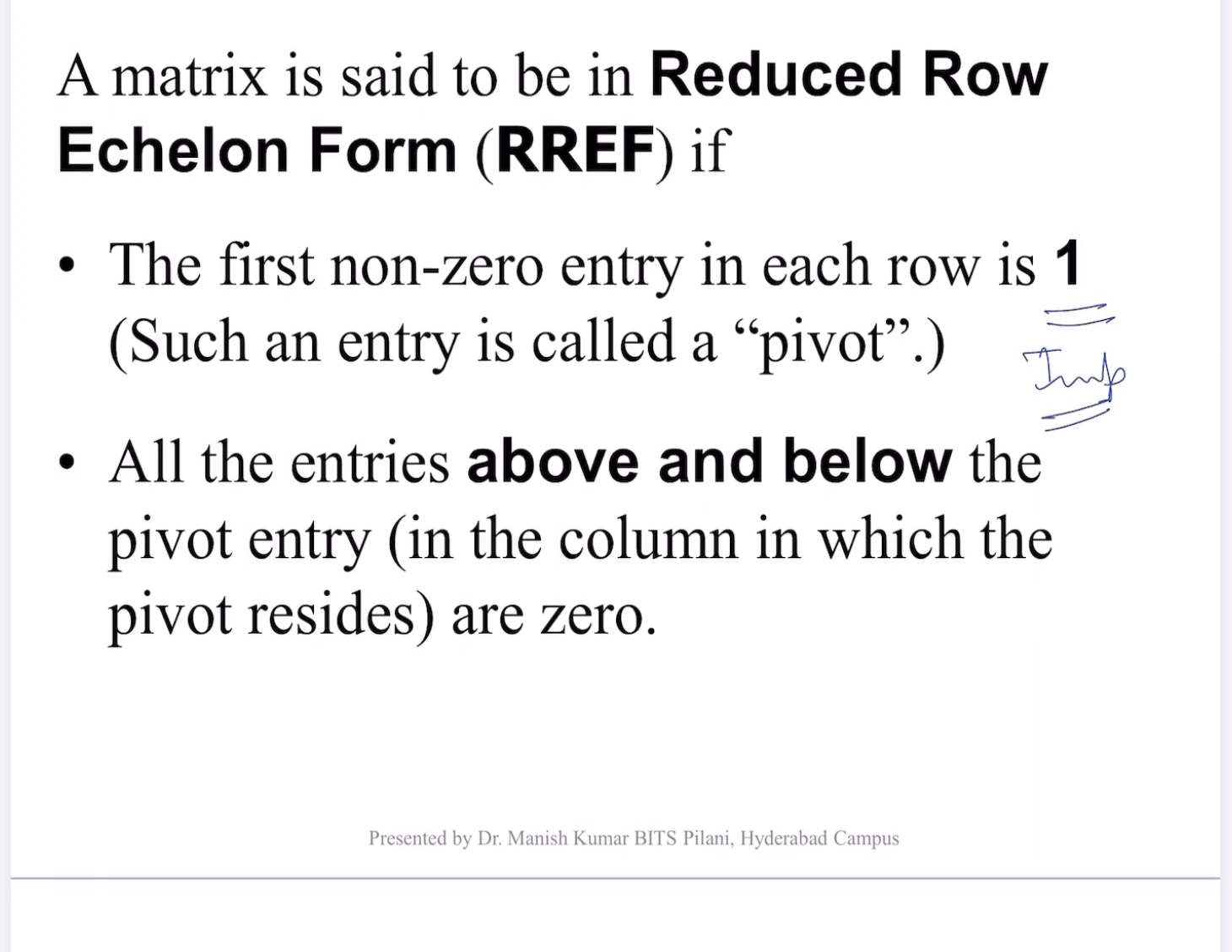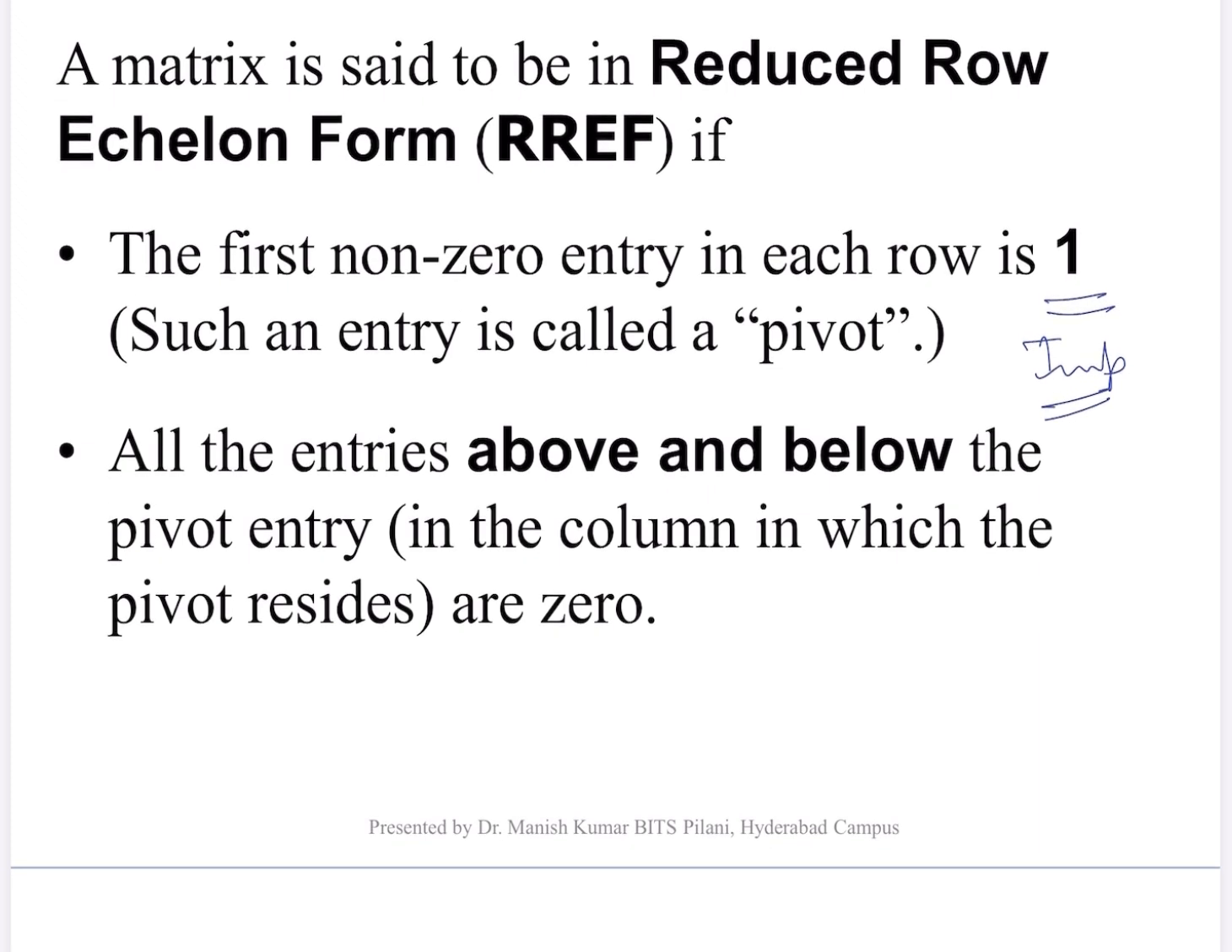Okay, and then all entries above and below. So we know in Gauss elimination all entries below the pivot entries are 0, but additional step in the Gauss-Jordan is above pivot entries all elements must be 0. So we are reducing the matrix into an identity matrix type, okay, in Gauss-Jordan method.